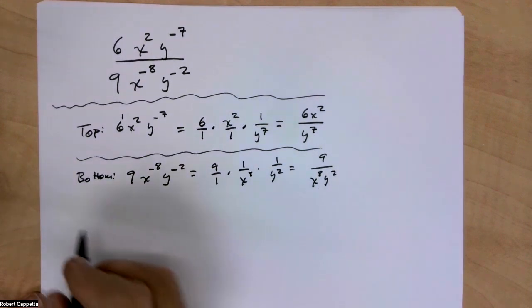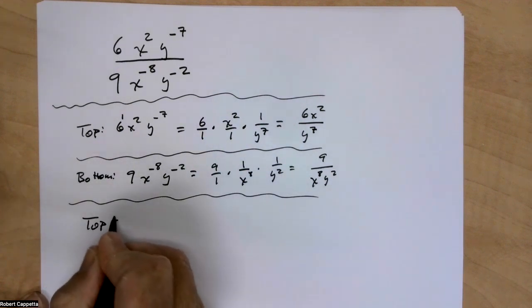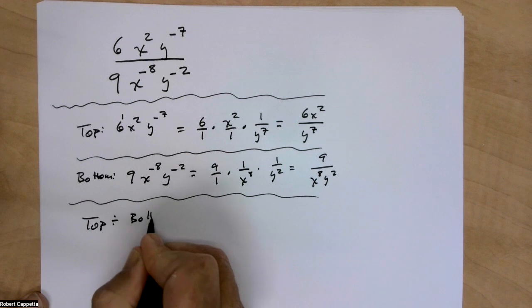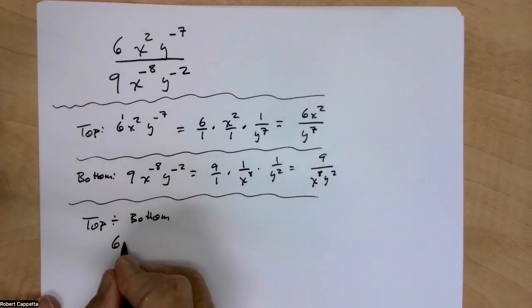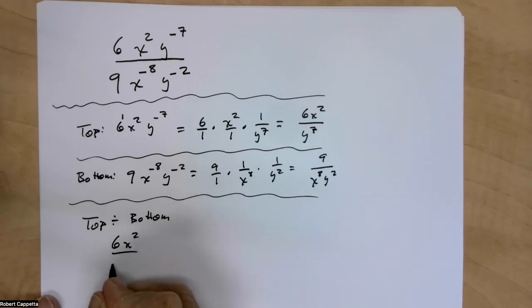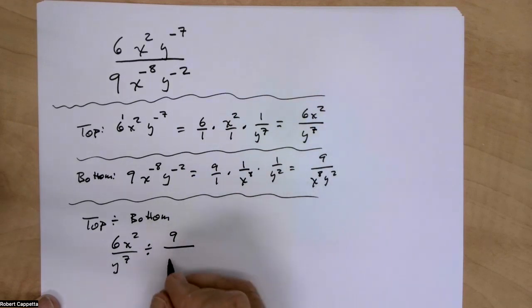And then how do we finish this? We take top divided by bottom. So the top is 6x squared over y to the 7th, divided by the bottom, 9 over x to the 8th y squared.